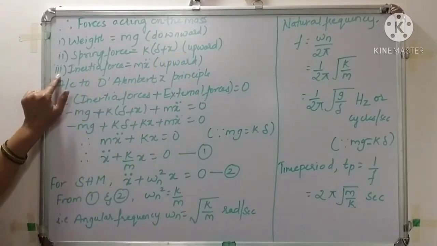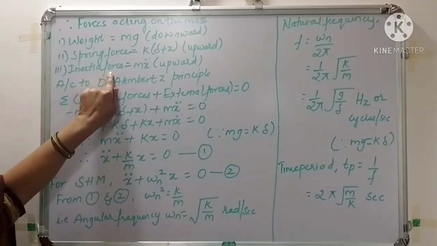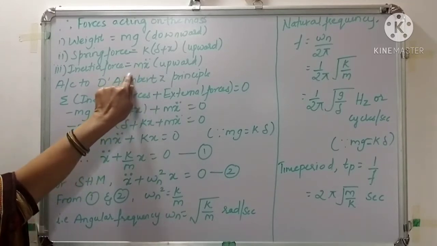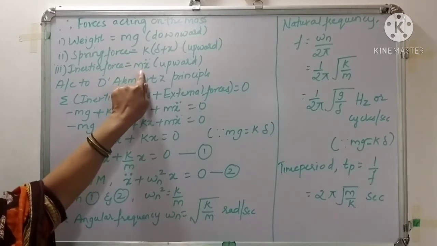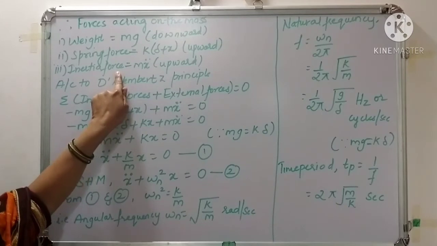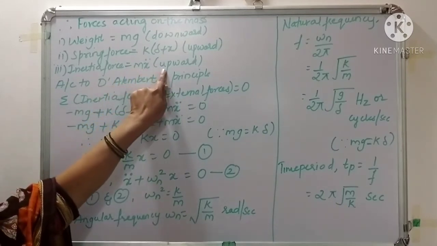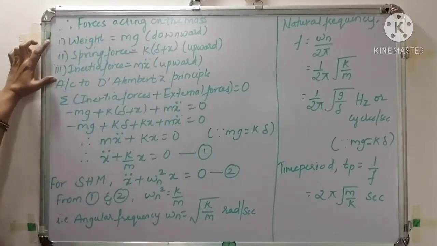The third force is the inertia force. The inertia force is what? M into X double dot. The body moves in the downward direction, so therefore the inertia force will be acting opposite to the direction of the motion, which equals M X double dot, that is in the upward direction. So these are the forces acting on the mass.